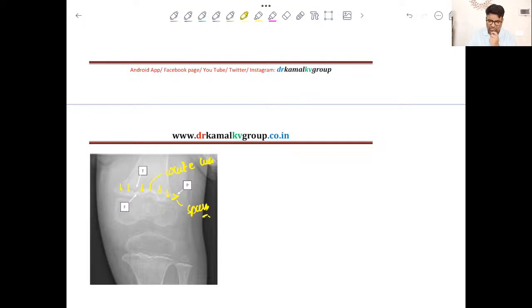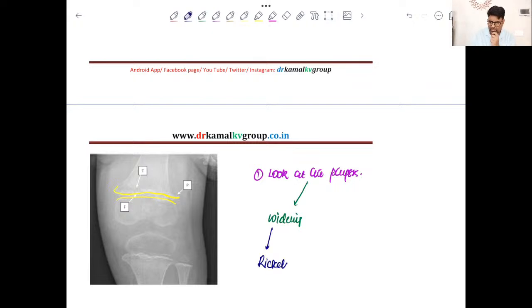Yes, KK, vitamin C. So firstly, just look at the margins of the epiphysis and the extent of the metaphysis, right? There is no widening of the physis as such, and therefore you have to exclude rickets. So the first thing is to look at the physis, and if there is widening, straight away go to rickets, right?